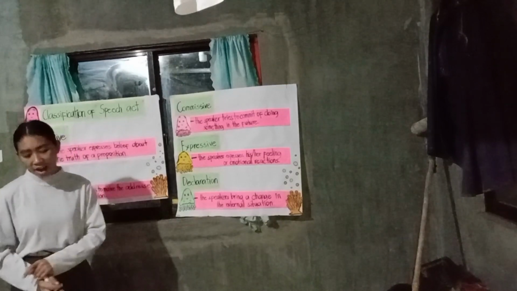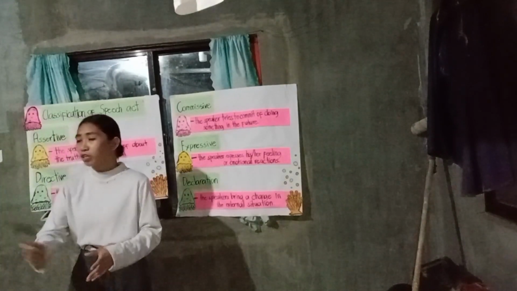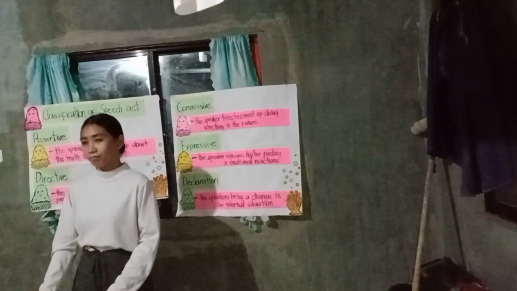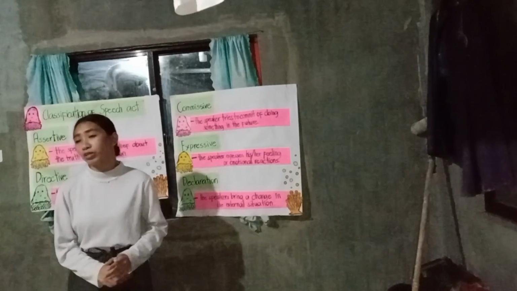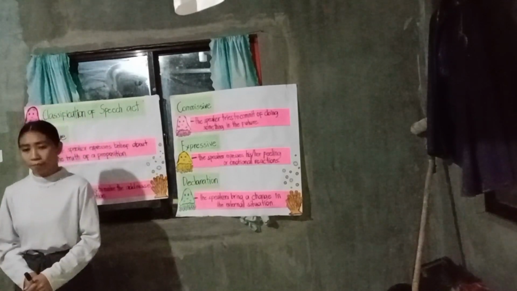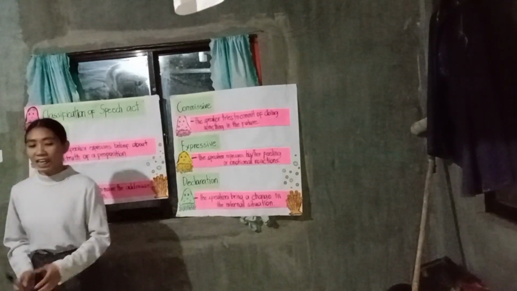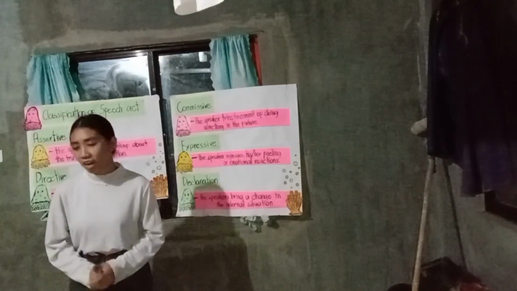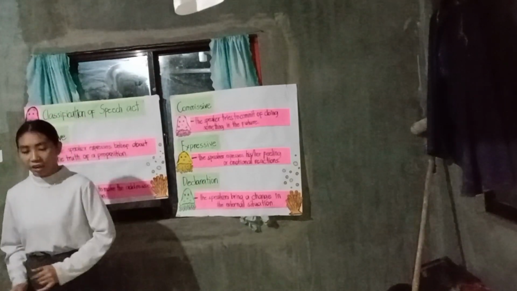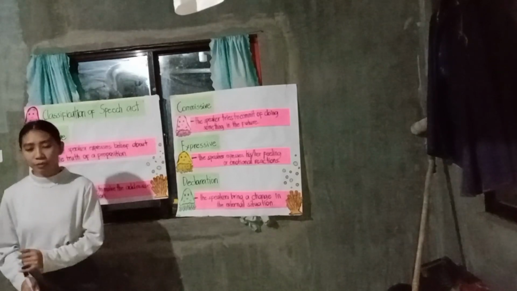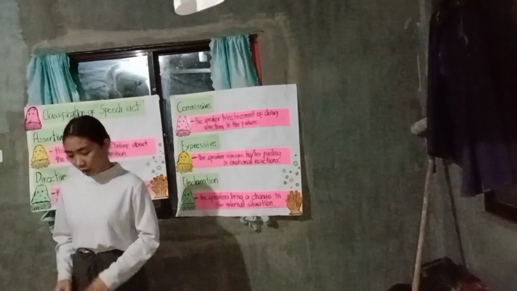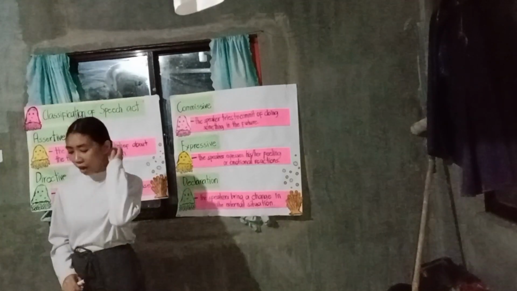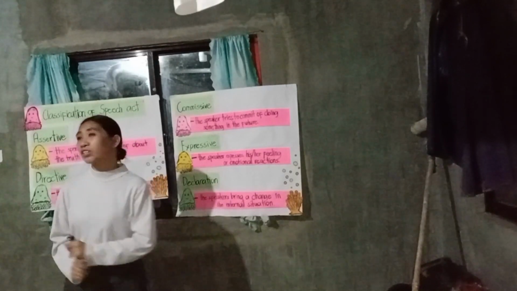So, another one. If we are suggesting, how will you say it, class? Okay, correct. And another one, when you are swearing, how will you say it? For example, I swear that I will never love him again. Or I swear that I will never watch K-drama again. So that is swearing. Another one is when you are concluding.